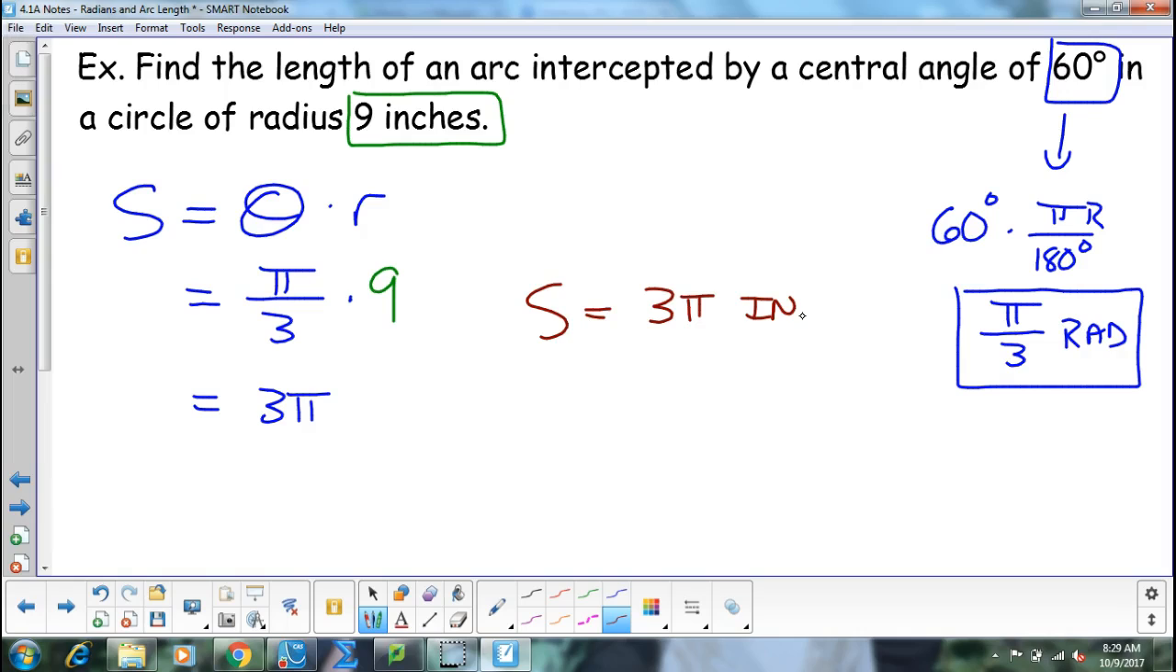Why? Because it's exact. It's not more exact, it is exact. That's the answer. Now, if you rounded that, what would 3 pi be? 9 point what? If you rounded it to 9.42 inches, I'd probably accept it. I wouldn't like it.